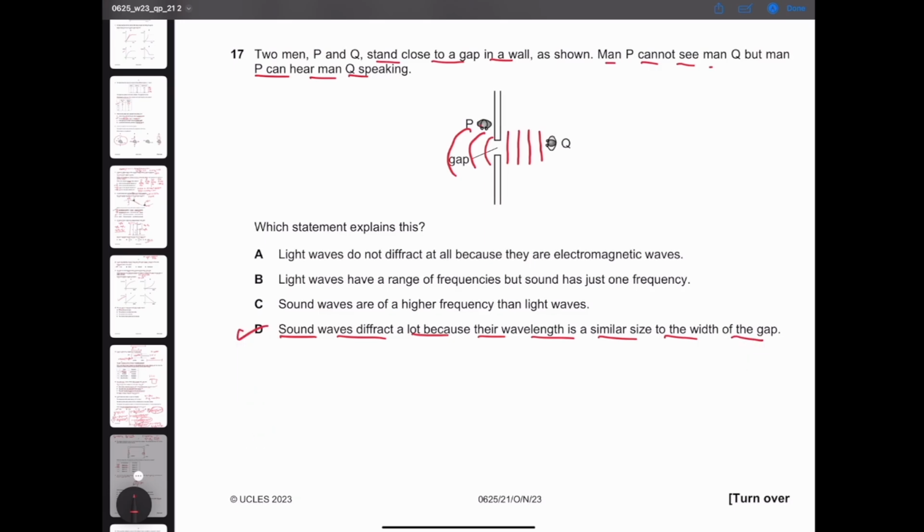Light waves do not diffract. They're asking about hearing something, so where does light come into play? Light waves, again, no. Sound waves are of higher frequency, no logic. How is the person able to hear him? Because sound waves diffract a lot, so P can hear him.